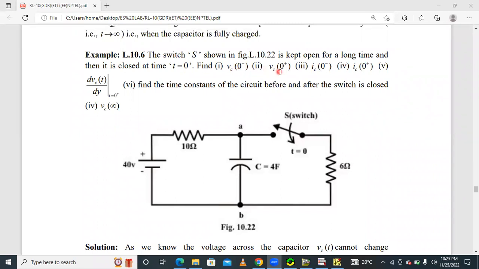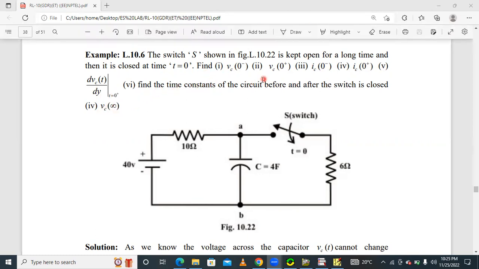And similarly VC of 0 plus, and IC of 0 minus, IC of 0 plus, and dVC of t by dt. And then finally VC of infinity. So we have to verify these results by using PSpice. So before going to the results, first we have to analyze theoretically.